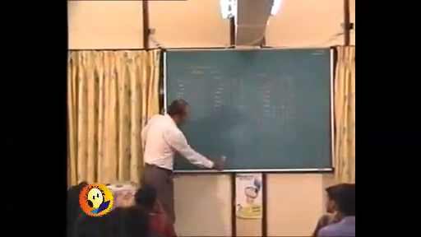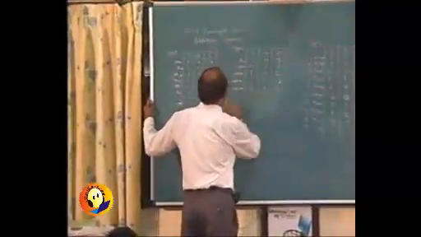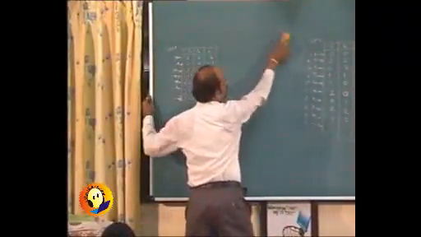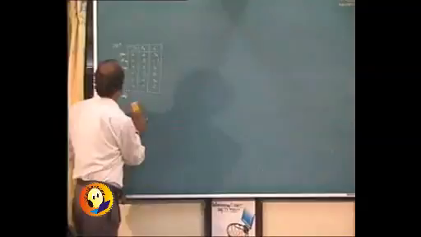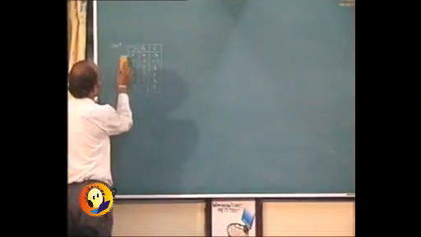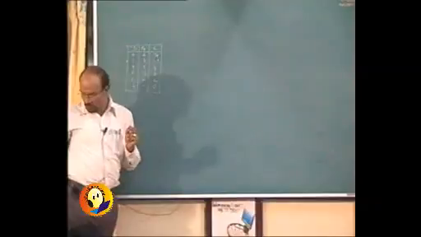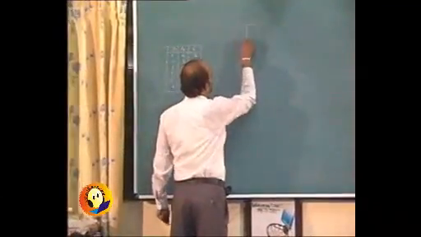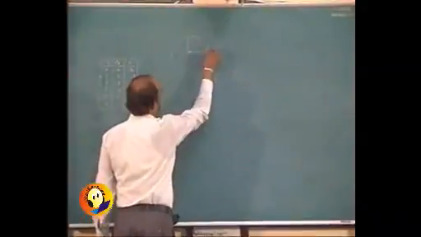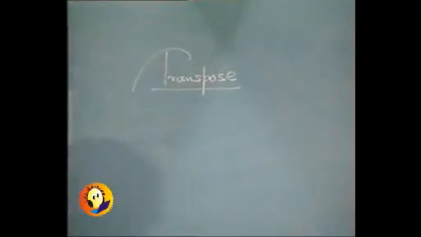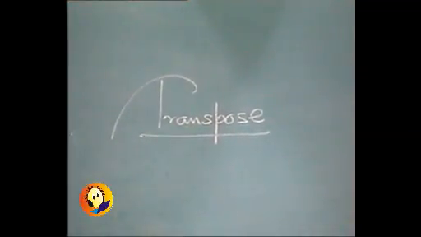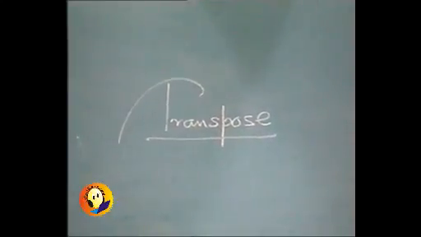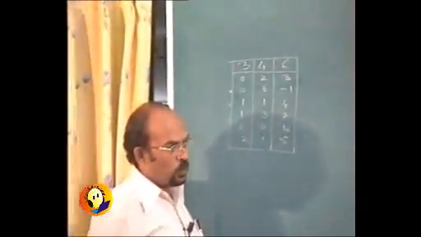So we'll go further with the next part, where we are required to take the transpose of the sparse matrix. What is transpose? Interchanging the rows and columns. The one which is earlier present as row will become column.